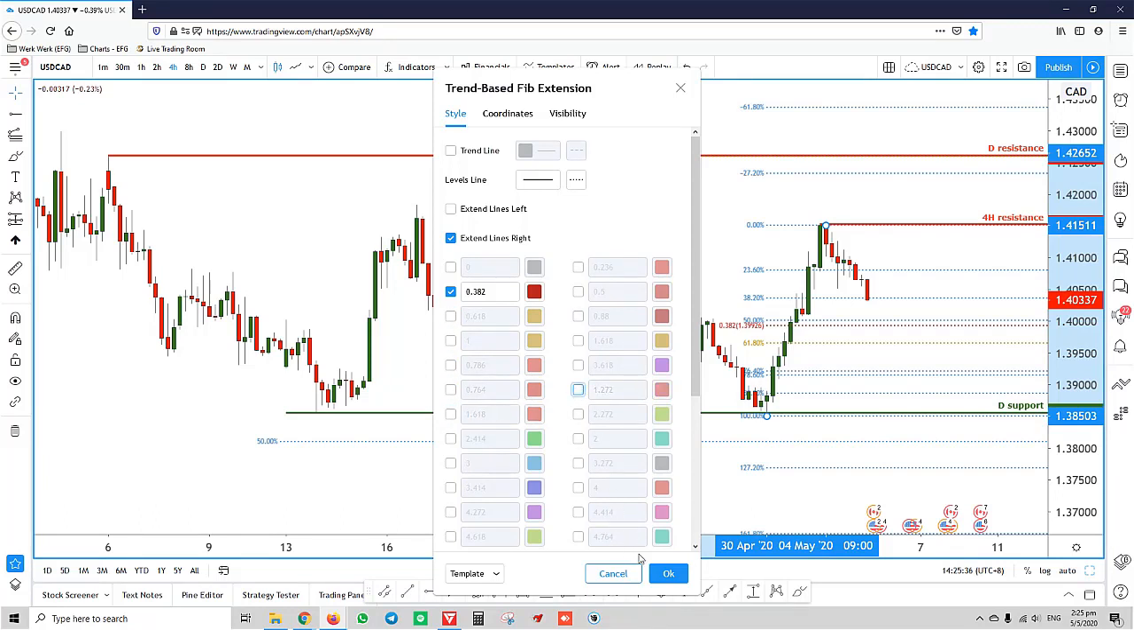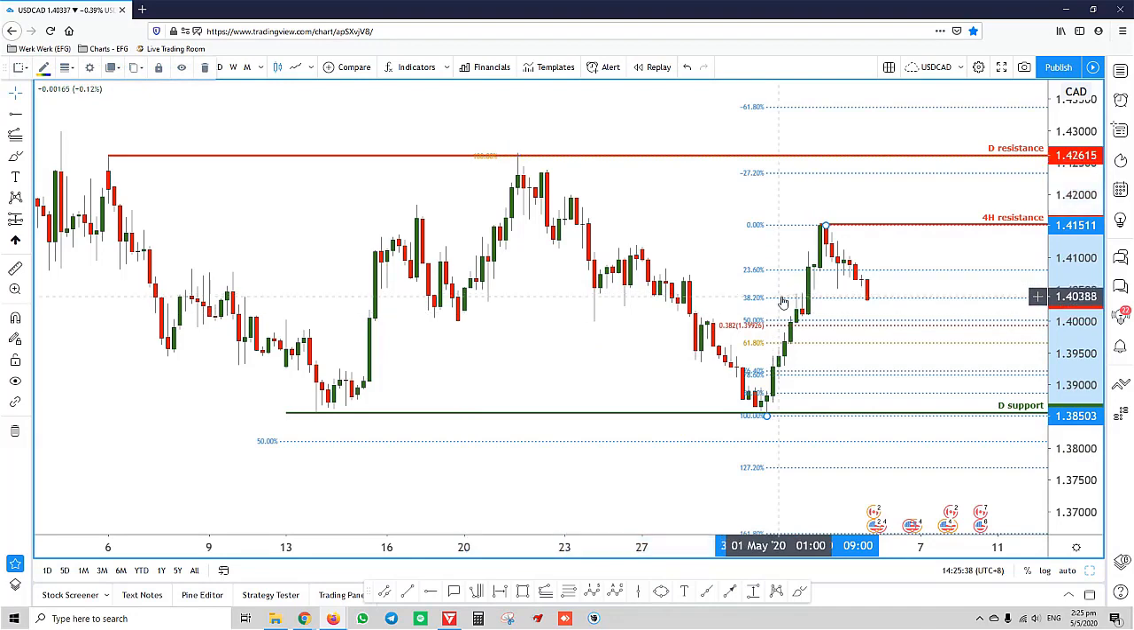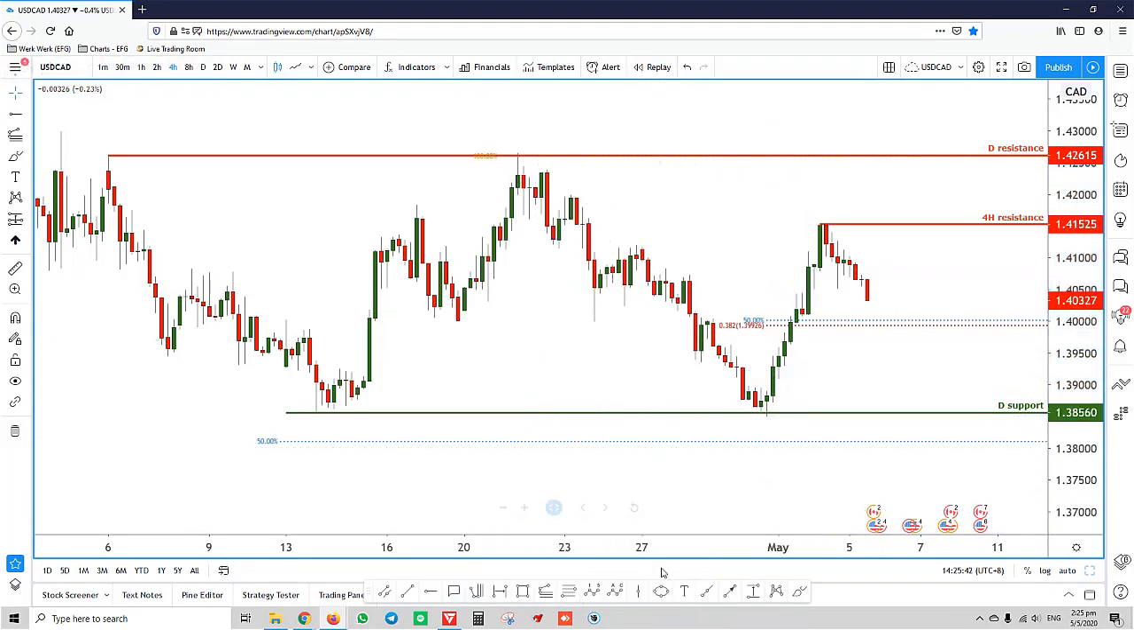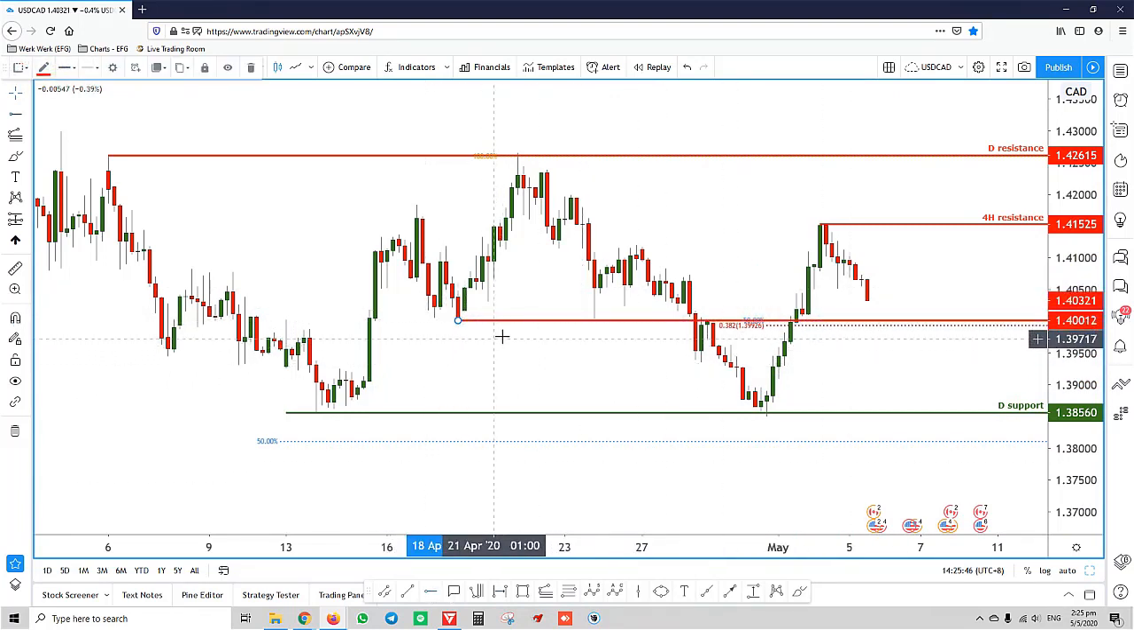Okay, so we have the 38 extension. And of course, we have the 50% retracement. Right, so it's a strong level. Okay, if I were to drag it all the way back, you can see clearly that price reacted here.